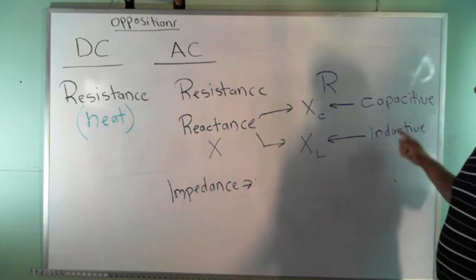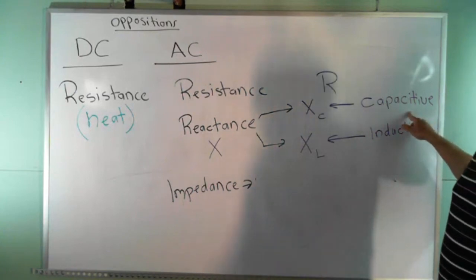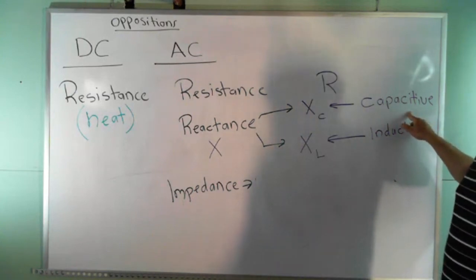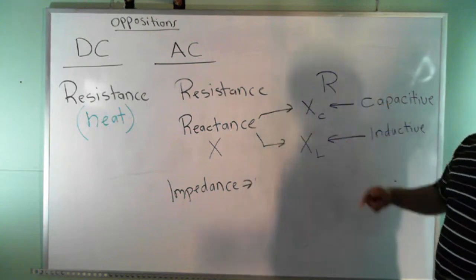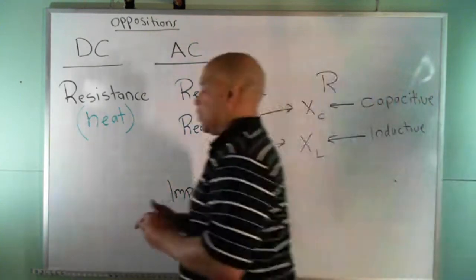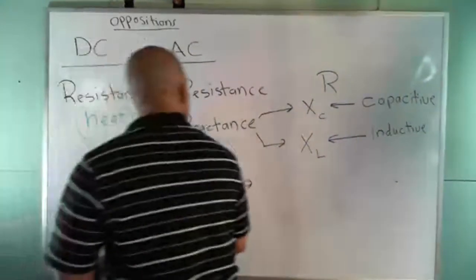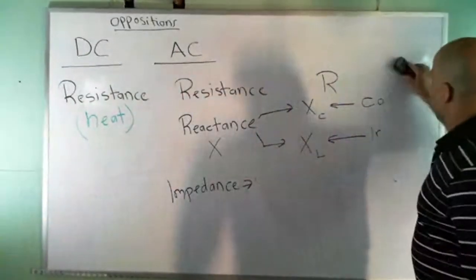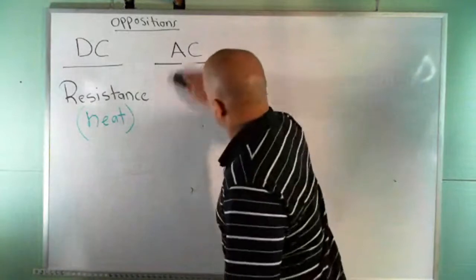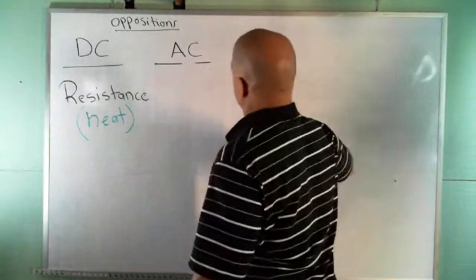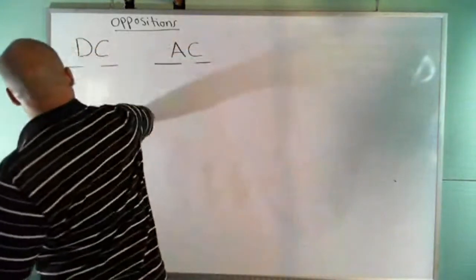Now I'm going to quit talking about inductive reactance because we haven't talked about the inductor yet. But we have talked about the capacitor, so I can talk about capacitive reactance, which is actually the subject of this lecture. So I want to focus on R and XC. We'll focus on circuits with those. Let me go back and show you a couple things to get you to think about this the right way.